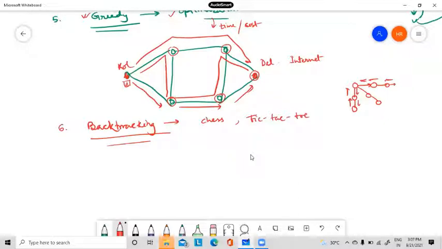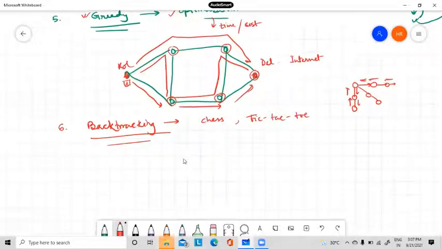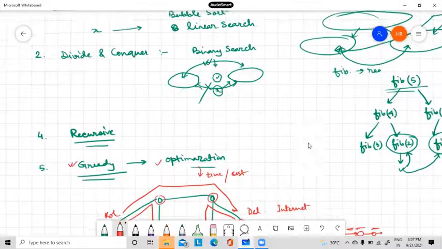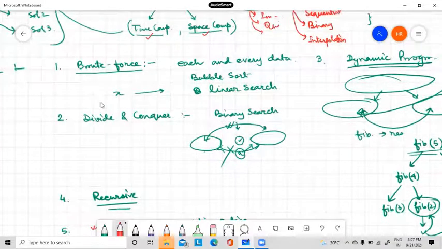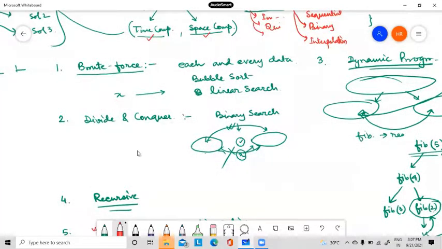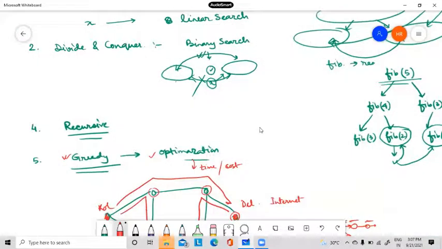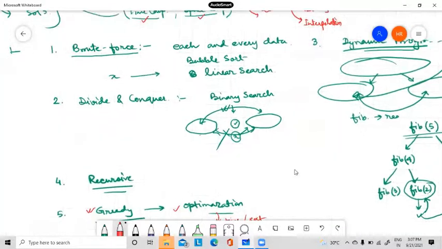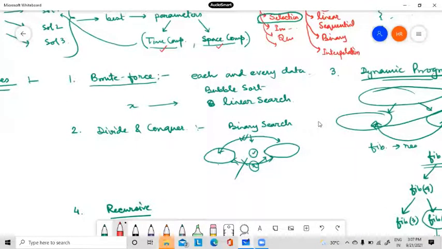How we can decide whether a particular algorithm is good or bad, and finally, what are the different types of algorithms? These things you must remember when you are solving a particular problem. A particular problem can be solved either in brute force, or in divide and conquer, or in dynamic programming. So you have to try to solve it in different ways.